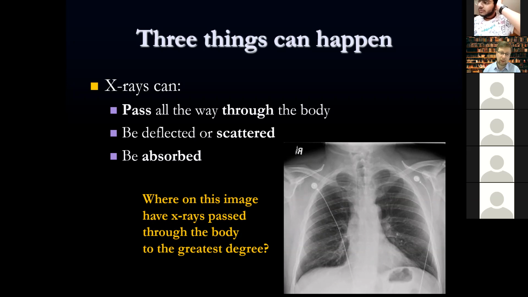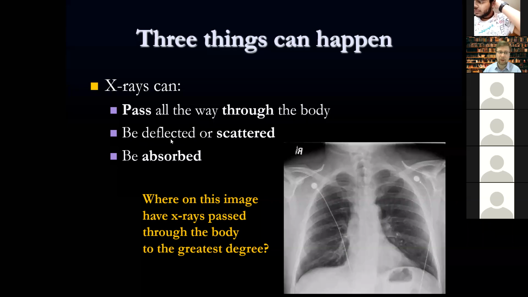So let's return again. Which things may happen when X-rays pass through the human body? They pass all the way through the body, be deflected or scattered, or be absorbed.